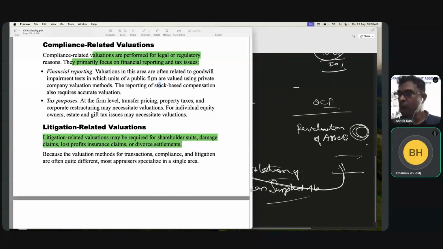The first line in financial reporting is something I did not understand.